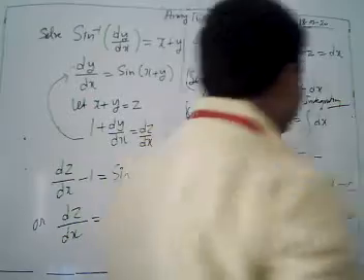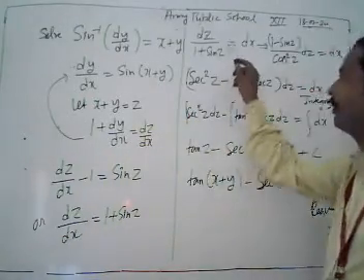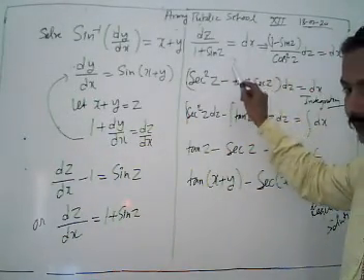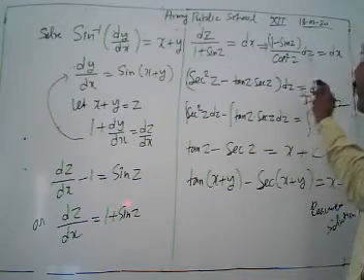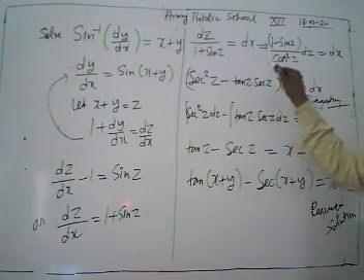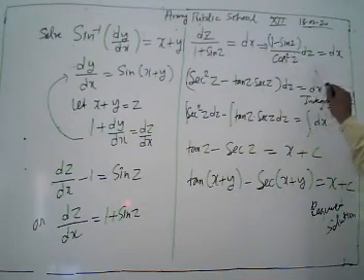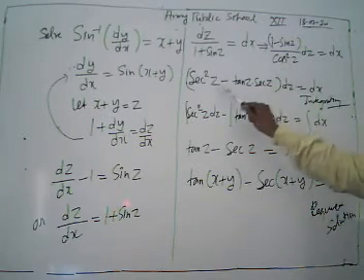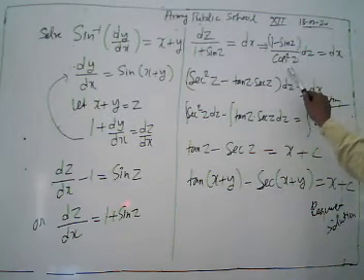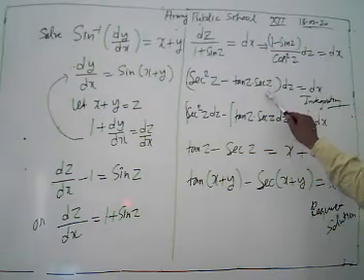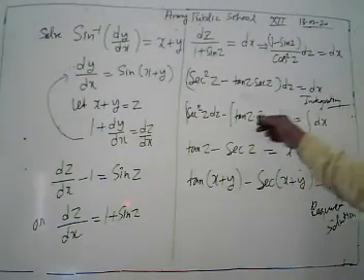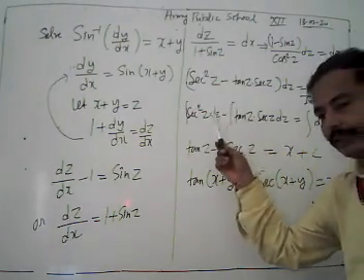After separating variables, we have dz upon 1 plus sin z equal to dx. Then we use our trigonometric identities. After rationalization, we get (1 minus sin z) upon cos square z. Now 1 upon cos square z is sec square z, and sin z upon cos square z is tan z into sec z. So we have (sec square z minus tan z sec z) dz equal to dx. Then we are going to integrate both sides.